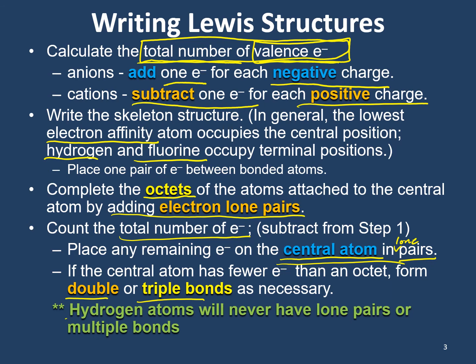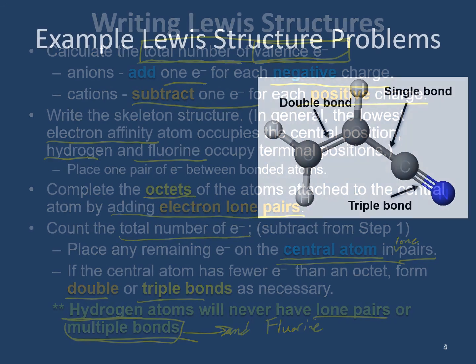One thing you should know is that hydrogen atoms and fluorine will never have multiple bonds. Hydrogen will never have lone pairs. Fluorine will, but fluorine will not have multiple bonds, ever. So let's do some practice problems.